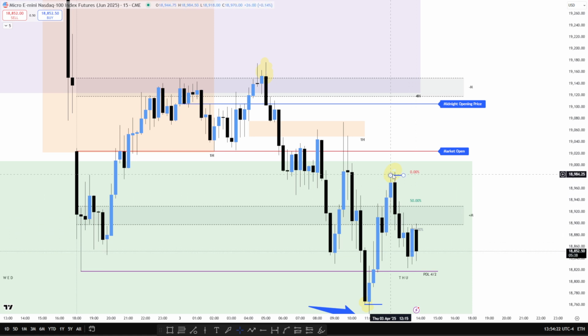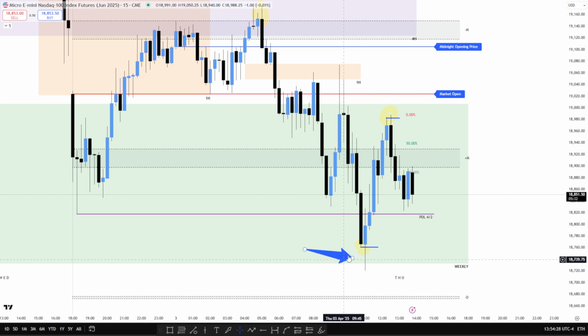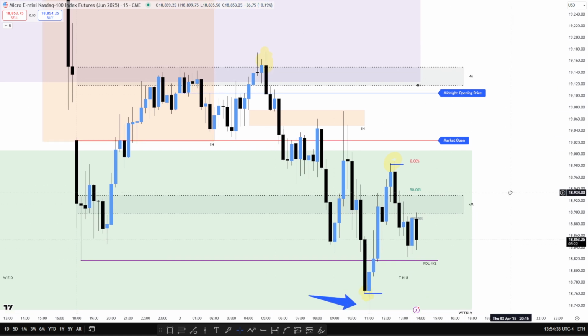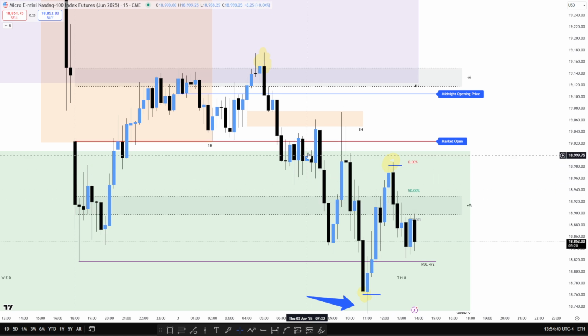We do get a sweep. We do get the wick. It's okay, but this is the ideal situation that you want to see right here, that large wick. It had a pretty good size in comparison to the previous wick here. And that's usually, like I said, where you will get your reversals.